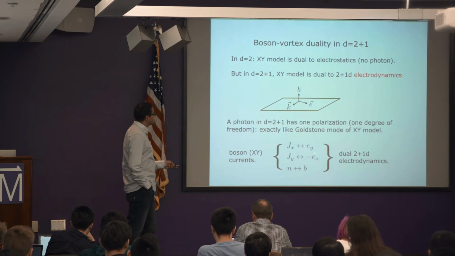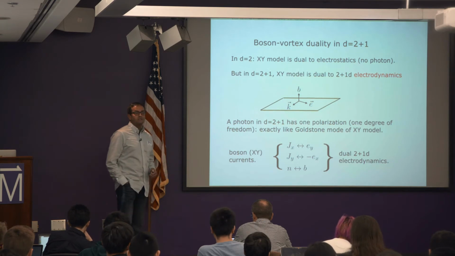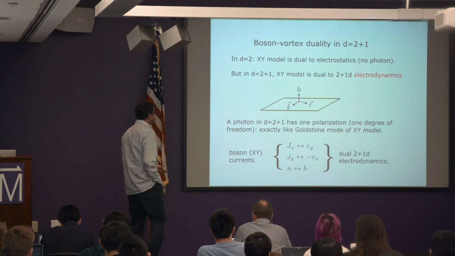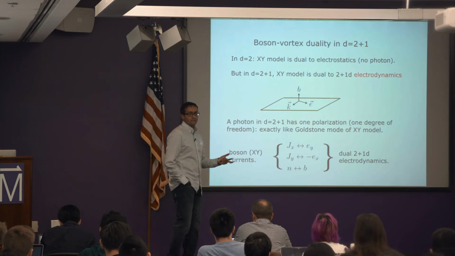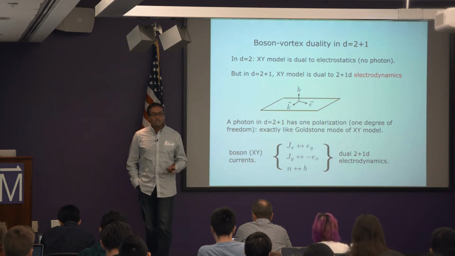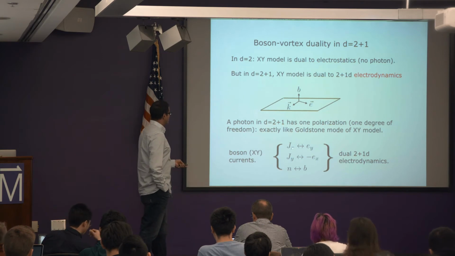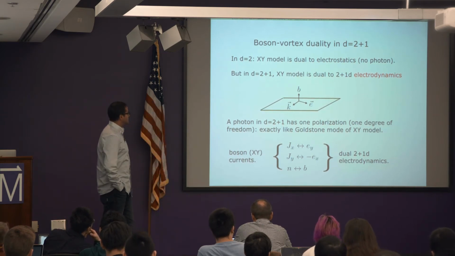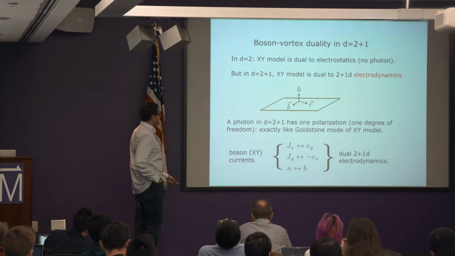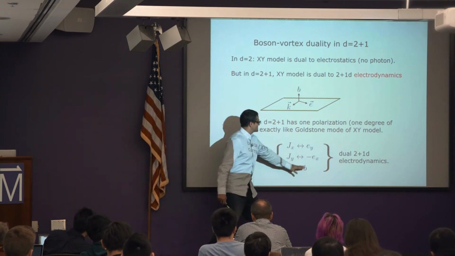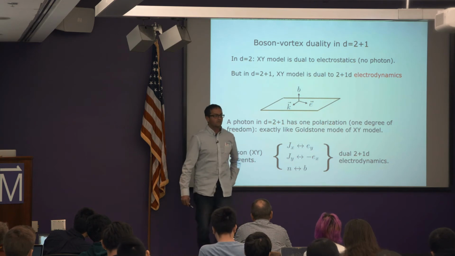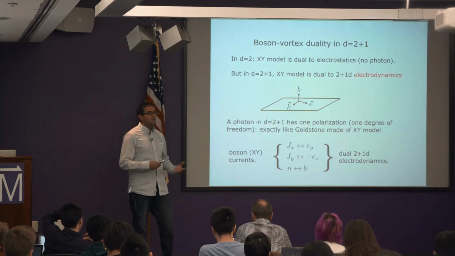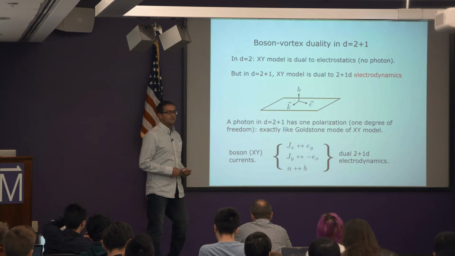And so I always use lowercase symbols to denote the dual variables. So if you start with bosons in the lab, like they could be superfluid degrees of freedom, their currents, Jx and Jy, I use capital letters. And you can express them, just as in the classical XY model, in terms of the dual electric field. But now the density will be a dual magnetic field. And now when you have both electric and magnetic fields, you can have a propagating photon.